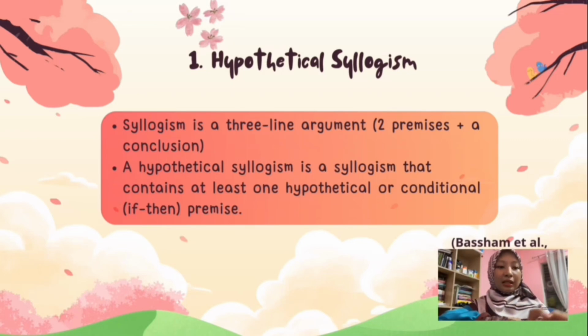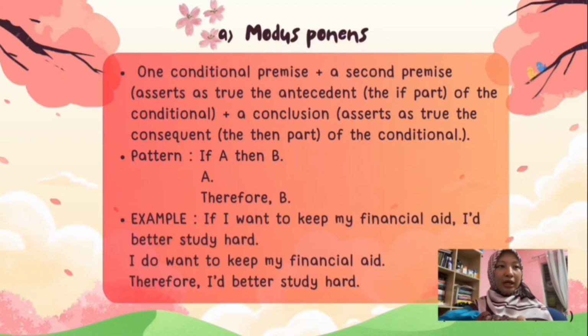Under this hypothetical syllogism, we have modus ponens. Modus ponens includes one conditional premise, a second premise, and a conclusion. The pattern is if A, then B. A, therefore B. For example, if I want to keep my financial aid, I will study hard. I do want to keep my financial aid. Therefore, I will study hard.